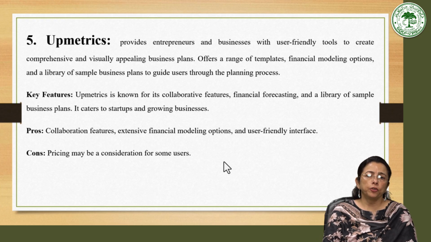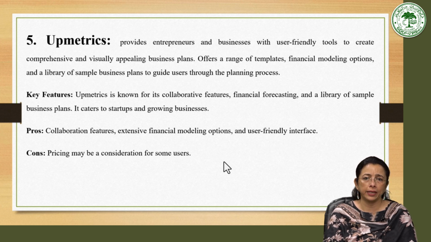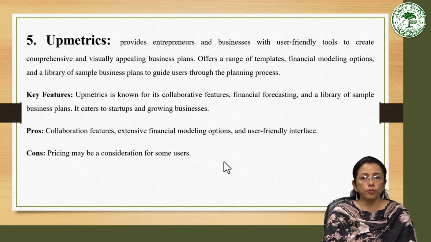After discussing the 4 business plan softwares in the previous session, that is Life Plan, Biz Plan and Loop, etc., let us now discuss the 5th one, that is the Upmetrics. Upmetrics is a software platform that provides entrepreneurs and businesses with user-friendly tools to create comprehensive and visually appealing business plans. Known for its collaborative features, Upmetrics allows the teams to collaborate seamlessly to develop strategic plans.